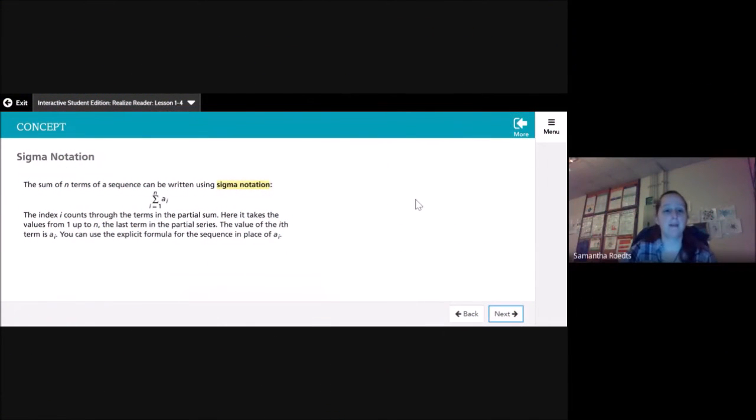All right, concept: sigma notation. The sum of n terms of a sequence can be written using sigma notation, which looks like this. Okay? The index i counts through the terms in the partial sum. Here it takes the values from 1 up to n. The last term in the partial series, the value of the ith term, is a sub i. You can use the explicit formula for this sequence in place of a sub i.